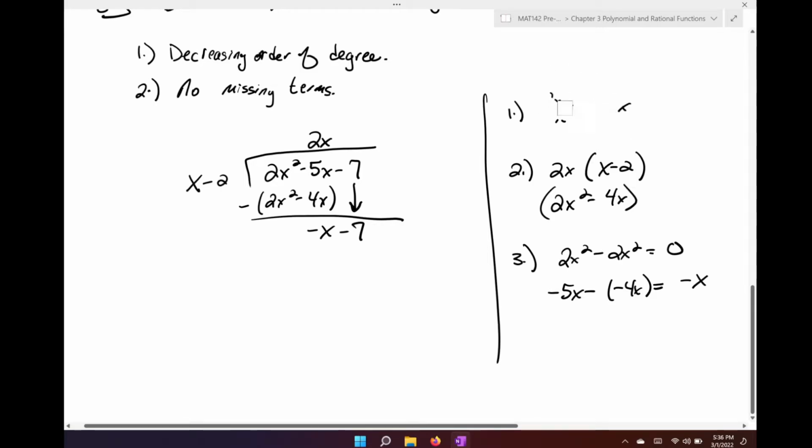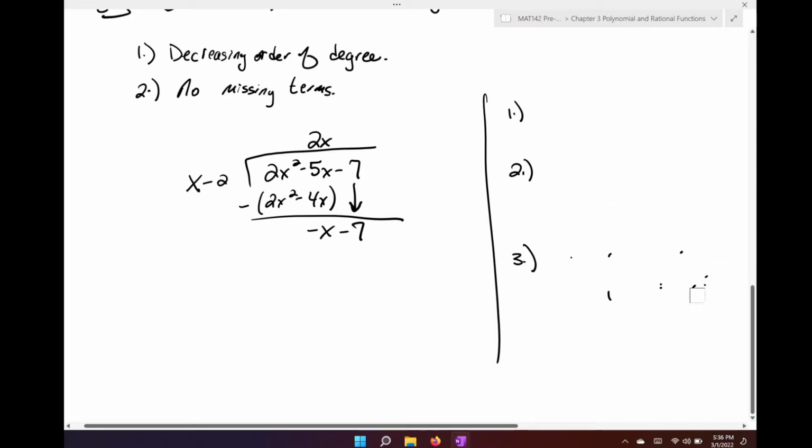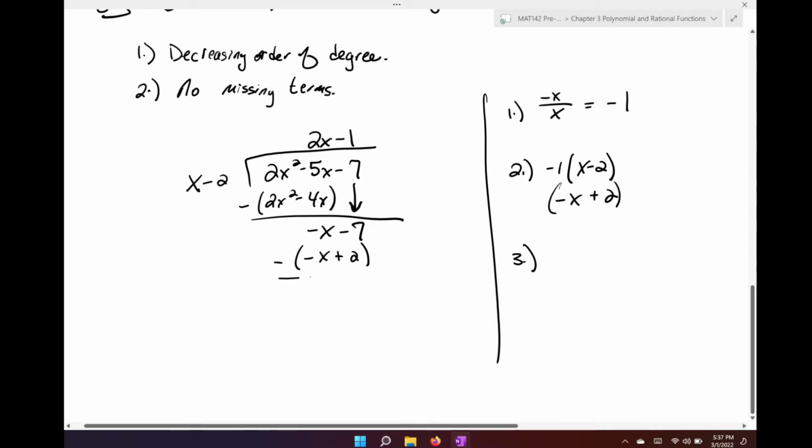And our entire algorithm repeats. So I'm just going to erase the work on the right. Here we go. I take the first term in my new p of x, which is going to be negative x, and I divide it by the first term in d of x, which is x, and that yields negative 1. So I put minus 1 here. Now I'm going to take negative 1 and multiply it by d of x, which is x minus 2, and that's going to give me negative x plus 2. I put this in parentheses, write it directly underneath, and now I will subtract.